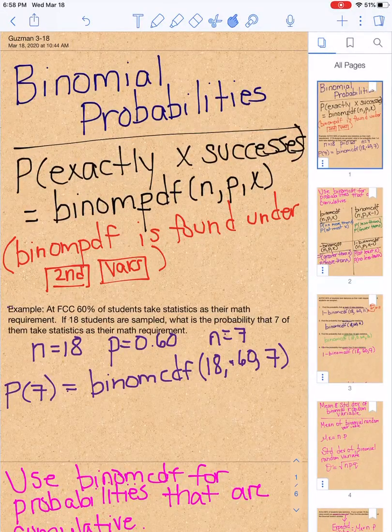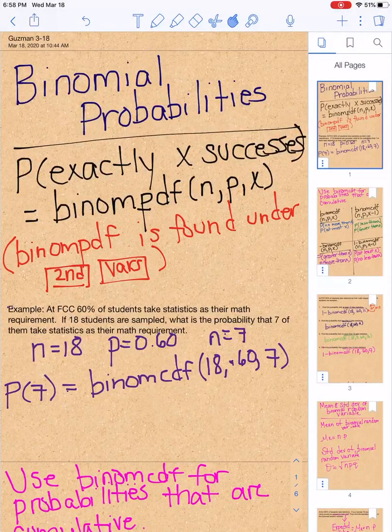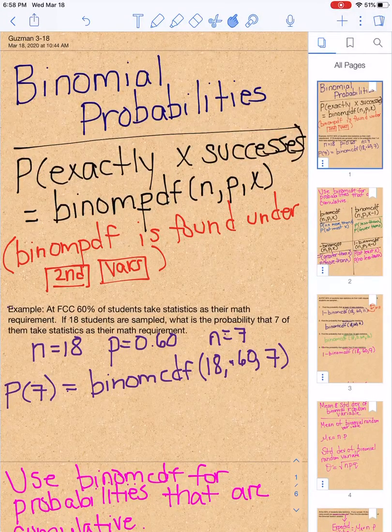So what you want to do is, out of the trials, you want to know what is the probability of a certain number of successes. So if you want a specific number of successes out of all the trials, or an exact number of successes out of all the trials, that's when you use Binompdf.